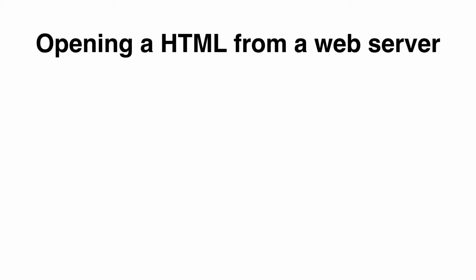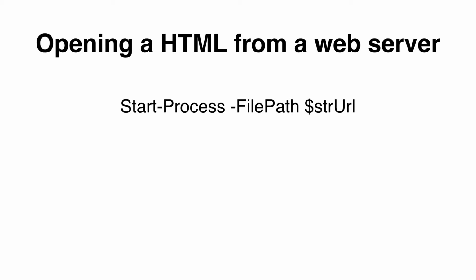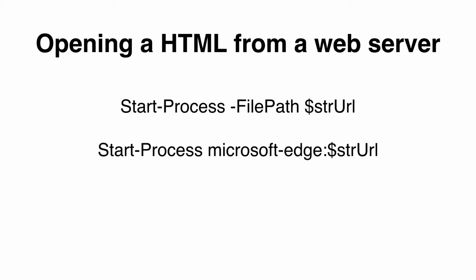If we would like to open a web page from the internet, we can use the Start-Process commandlet to do so. We need to specify the URL of the web page in the file path parameter. If we would like to open a web page with Edge, we can use the Start-Process commandlet, specify Microsoft-Edge with a colon and the URL to the website.